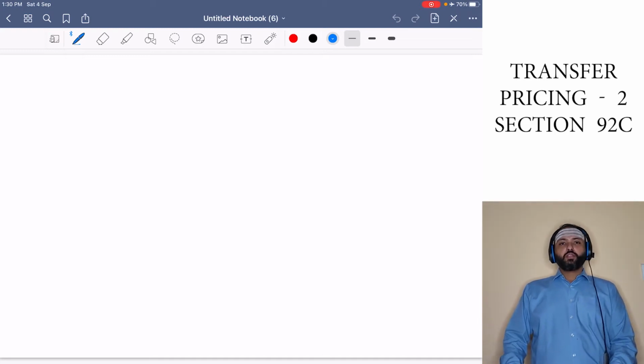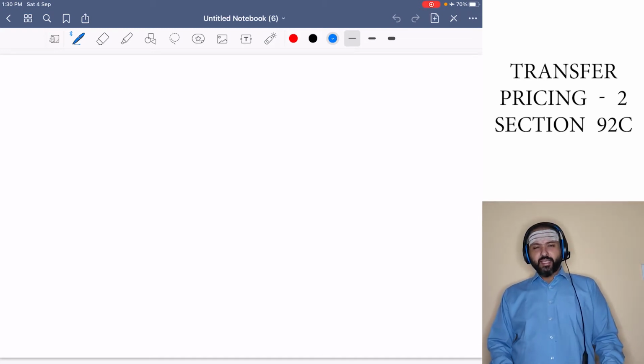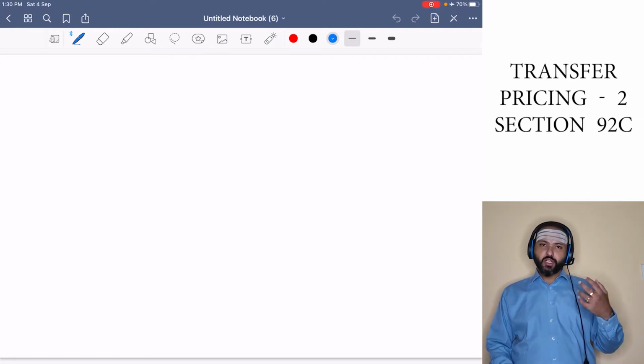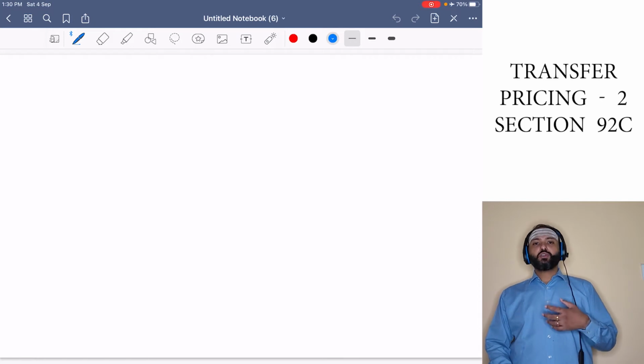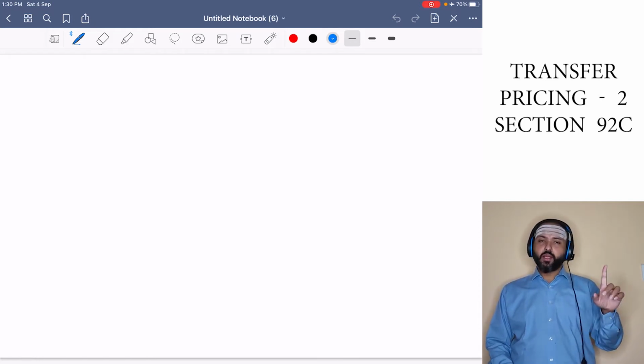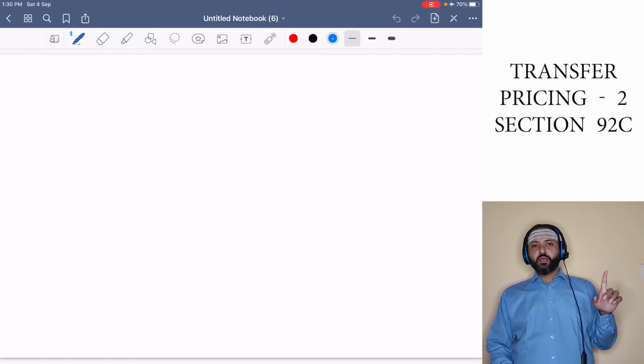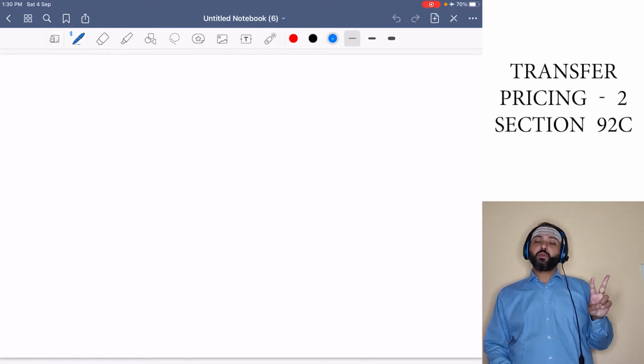Hello guys. So we are now into our second session into transfer pricing, and in the previous session we had gone through the basic provisions and started off with the introduction to transfer pricing. We understood that there are three components to transfer pricing. Number one, the international transaction has to be there, and two, such international transaction has to be between associated enterprises, and three, when these two elements are present, the transaction should be at arm's length.